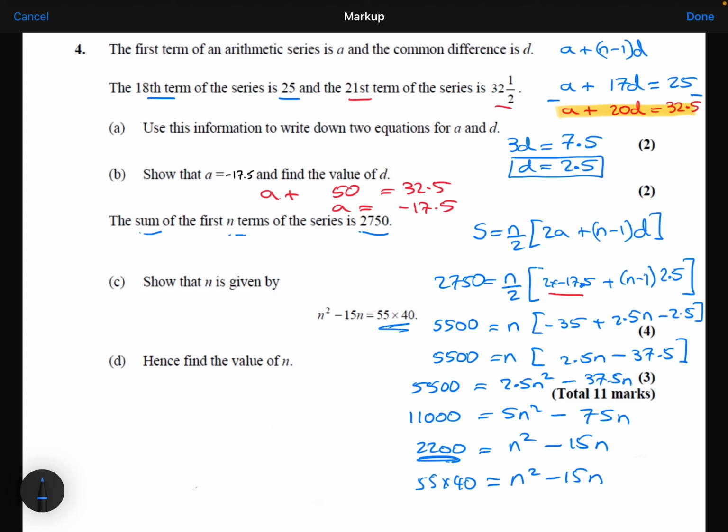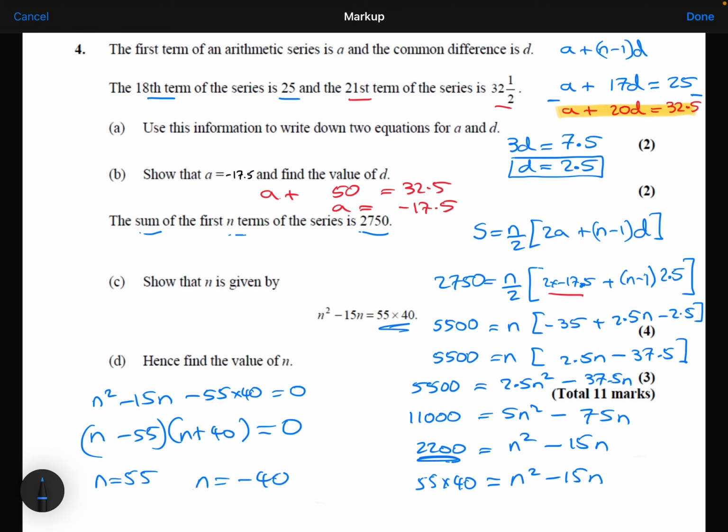And then finally, part D, hence find the value of n. Well, I can use the way it's been written here to help me to factorise it. It's going to be (n minus 55)(n plus 40). So n is either 55 or n is minus 40. It doesn't make sense to have minus 40 terms, so 55 is the value of n.